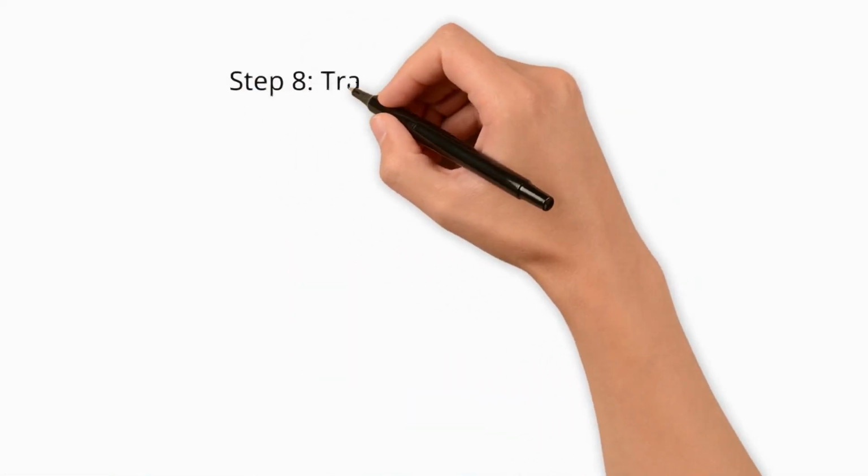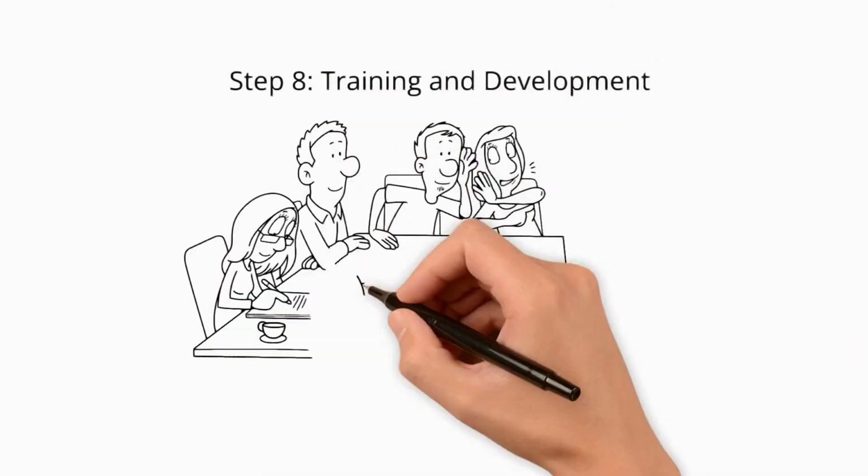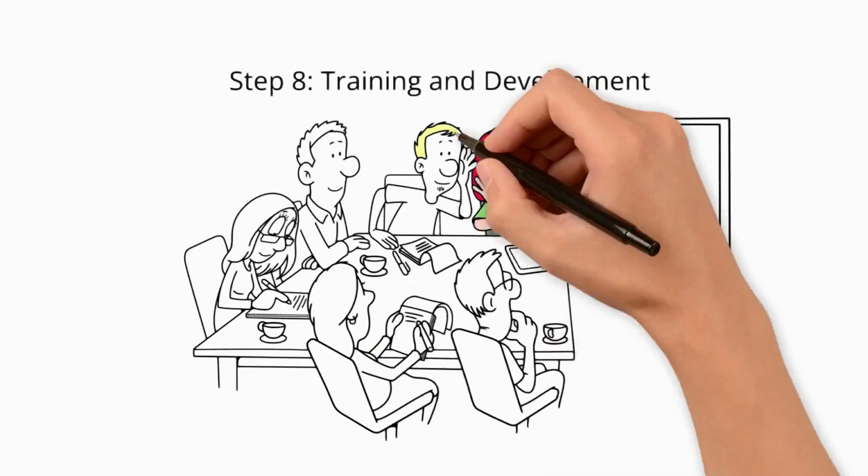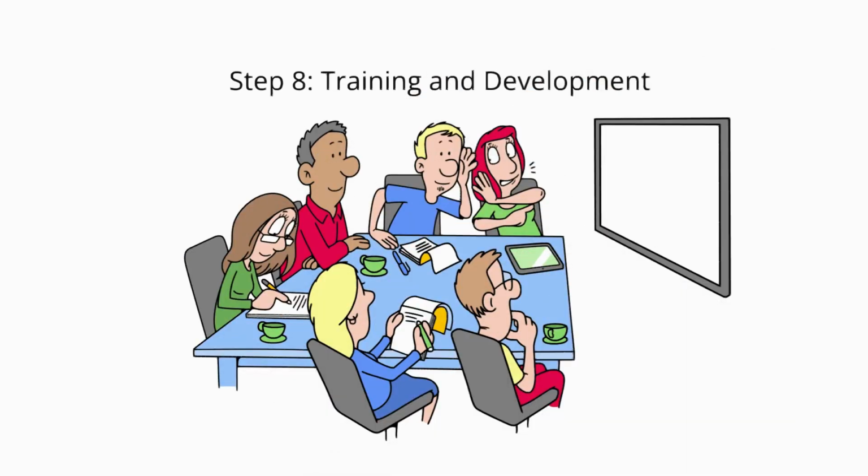Step 8. Training and development of the team. Preparation. Train your medical affairs team on the strategic plan, including the rationale, goals, activities, and expected outcomes. Skill enhancement. Identify any gaps in skills within your team and provide training to address these.